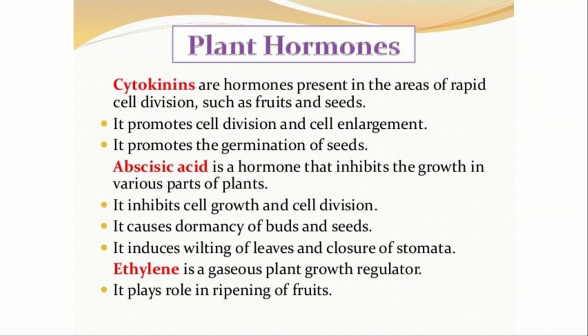And finally comes ethylene. It's a gaseous plant growth regulator. It plays a role in the ripening of fruits. Usually the ripening of fruits is done by ethylene.